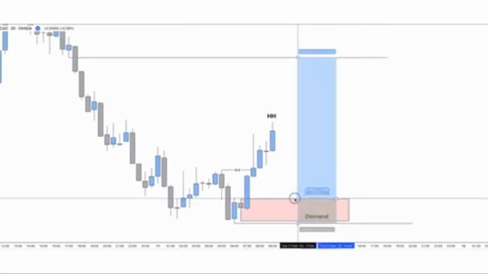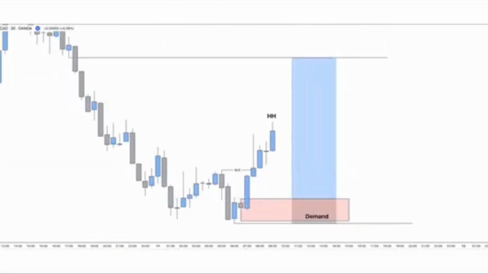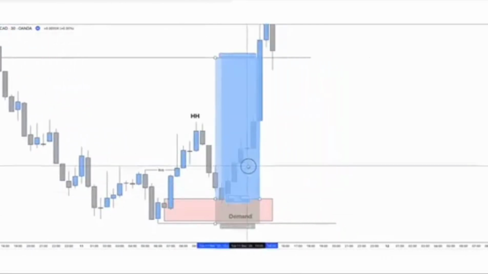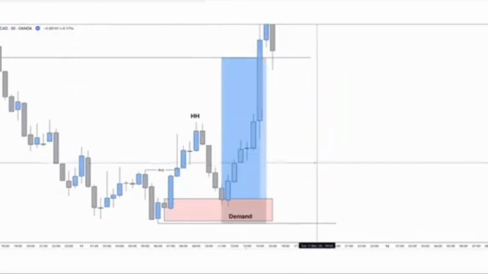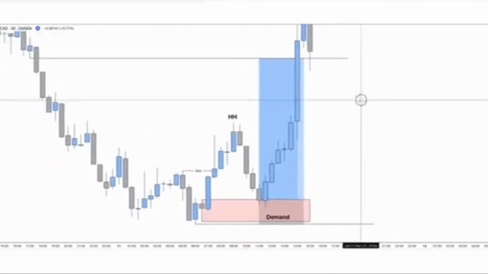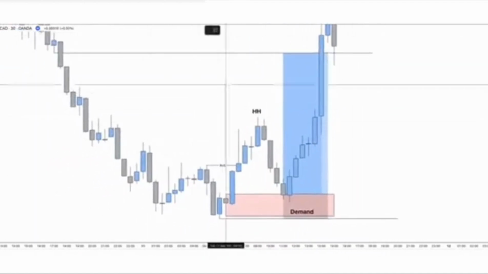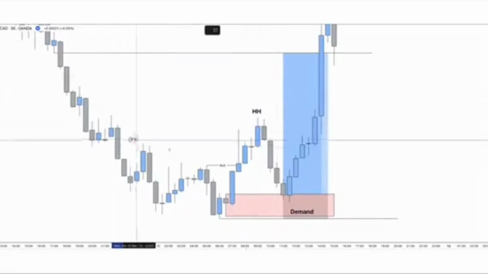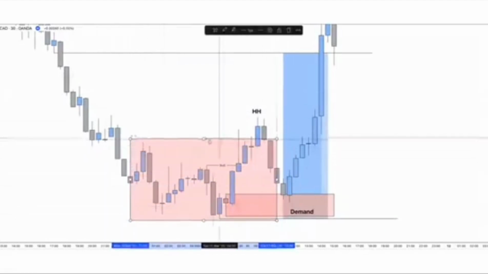Now we're going to click forward and we're going to see how this trade plays out. And you will see we come down, we get a tap into that demand zone, and then we get a drive to the upside, which in this instance cleared our target. So the confirmation actually took place essentially between this area here, okay?